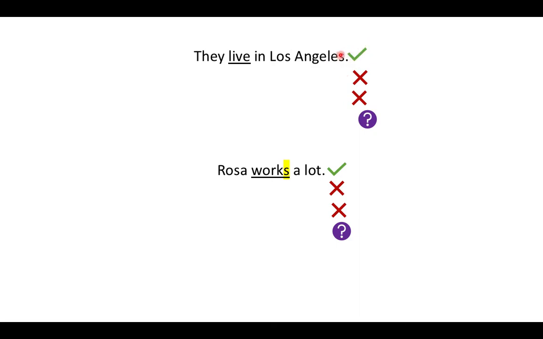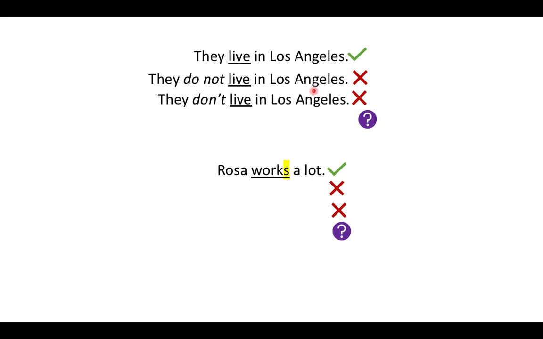So for the next one, they live in Los Angeles. Yep, that means yes. They live in Los Angeles. To make it no, they do not live in Los Angeles. They don't live in Los Angeles. Do not and don't mean the same thing. So these two sentences mean the same thing. They both mean no. Do they live in Los Angeles? Again, just put the do before whoever you're talking about, whether it's they or Rosa or he or she.